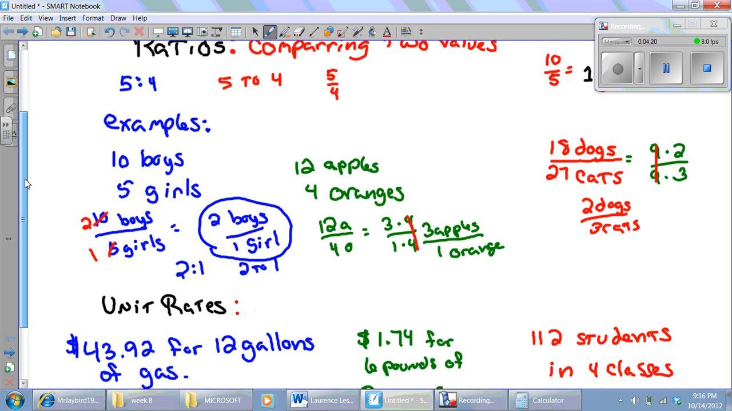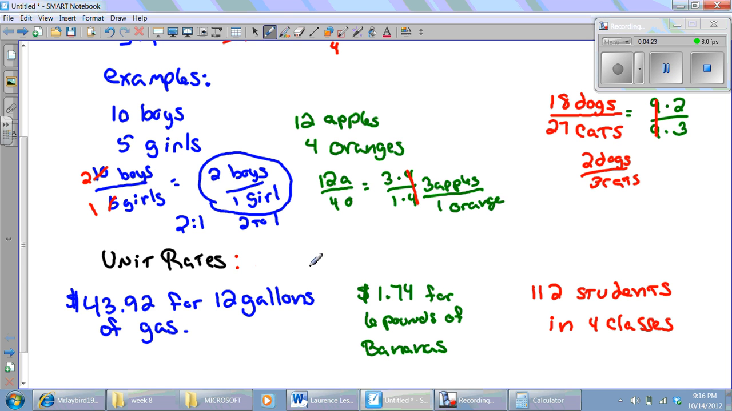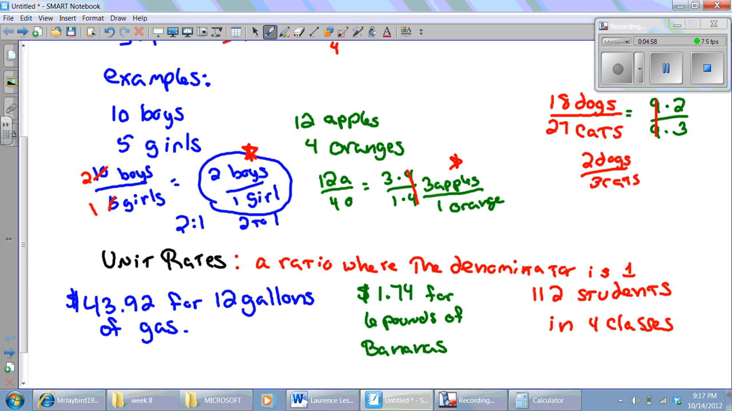All right, now we're going to talk about unit rates. Unit rates are ratios where the denominator is 1. So, for example, if you go back up to this example here, this one is a unit rate because notice my denominator is 1: 2 boys for every 1 girl. This one here is a unit rate because I know how many apples for one orange.